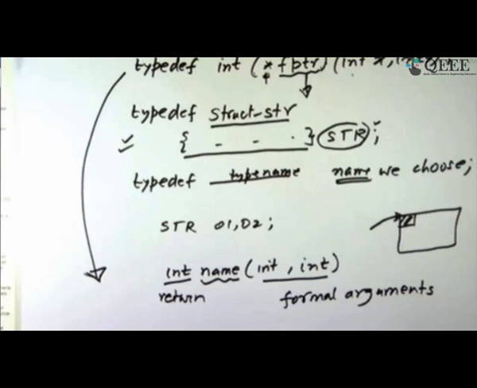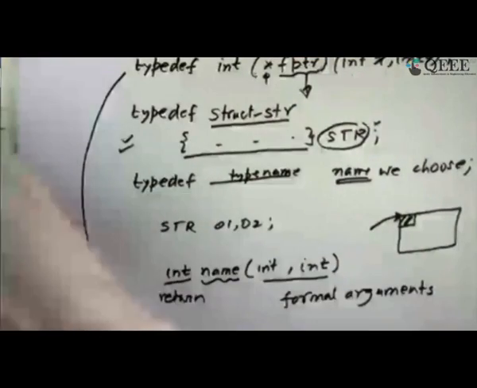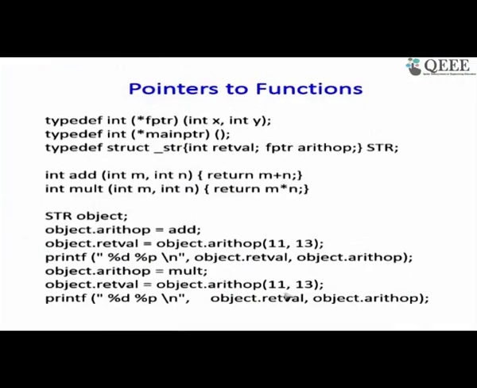Okay, and now look at two concrete functions defined, int add and int mult. Observe that add and mult both agree to what we have tried to declare through fptr. fptr basically is a pointer to a function with two integer arguments and one return value. Both add and mult agree to this kind of function definition.